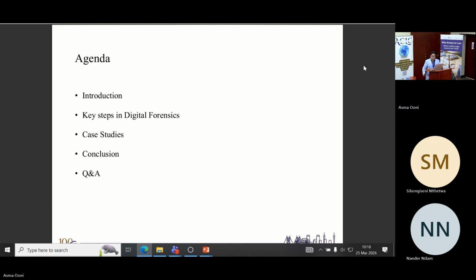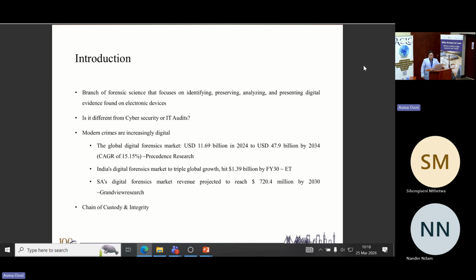When you talk about digital forensics, it's basically a branch of forensic science that focuses on identifying, preserving, analyzing and presenting digital evidence found on electronic devices. So what are these terms? Maybe we'll see them in more detail in the succeeding slides.